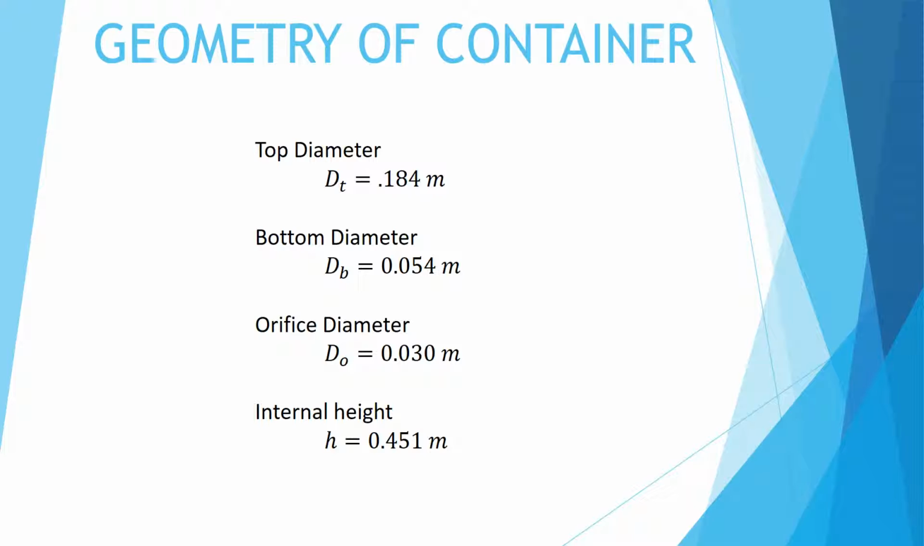For the geometry of our cone container, the top diameter is equal to 0.184 meters. The bottom diameter of our truncated cone is equal to 0.054 meters. The orifice diameter is equal to 0.030 meters, and the internal height of our cone is equal to 0.451 meters.